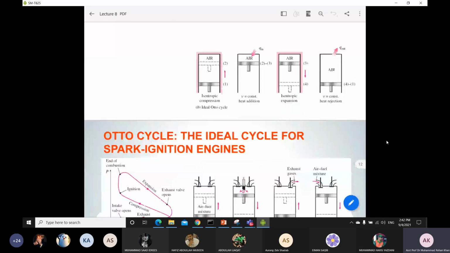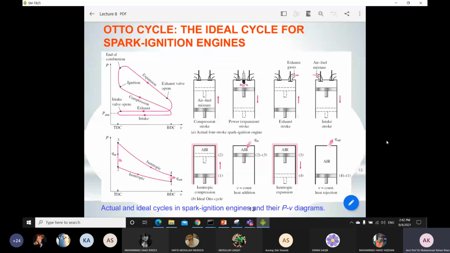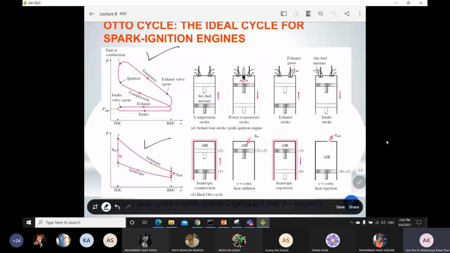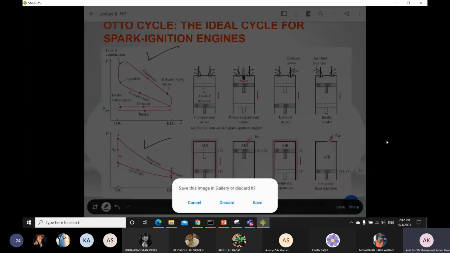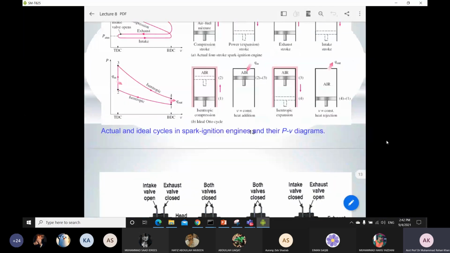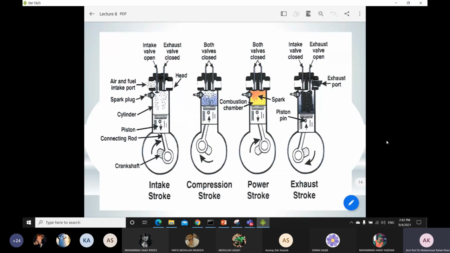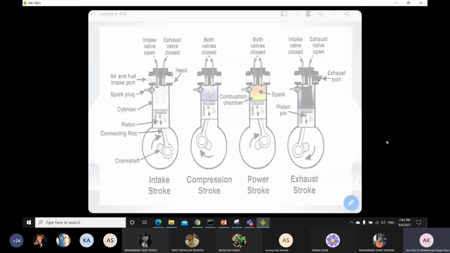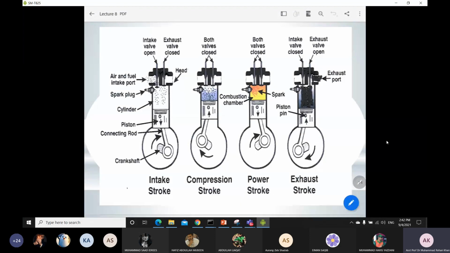Okay, and you will get a clear idea by seeing this picture, which is from your book. You can compare these two. Here it is shown how your actual cycle looks, and here how your ideal cycle looks, for the different processes. So you will get the comparison. Okay, now another picture gives a clear idea of the different processes inside your cylinder.